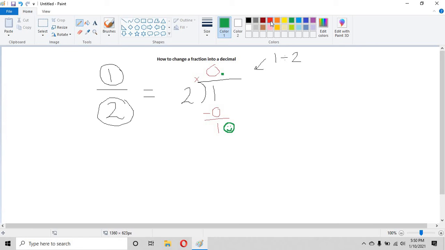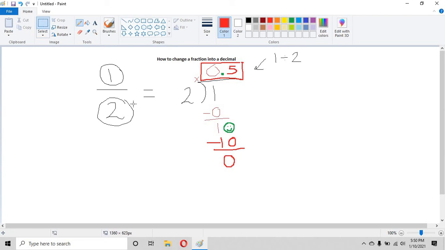And now let's continue on again. 2 times some number, very close to 10. Well, the answer is 2 times 5. 2 times 5 is 10. And 10 minus 10 is 0. No homeless number. Everyone is happy. Everyone is great. So the final answer, half, when you write that as a decimal, is 0.5. And that's it. It's as simple as that, okay?